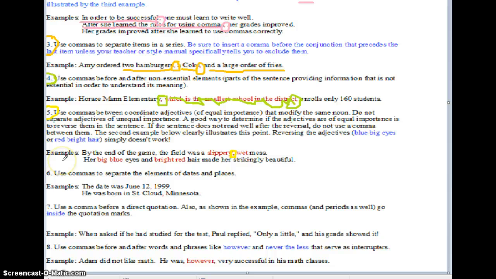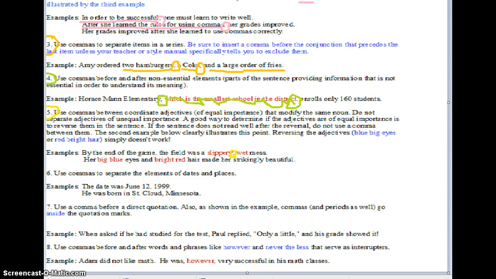However, in the next example, her big blue eyes and bright red hair made her strikingly beautiful. The adjectives are unequal because if we switch them, the sentence would not make sense. Her blue big eyes and red bright hair made her strikingly beautiful. Not adjectives on the same level, therefore we do not separate them with commas.